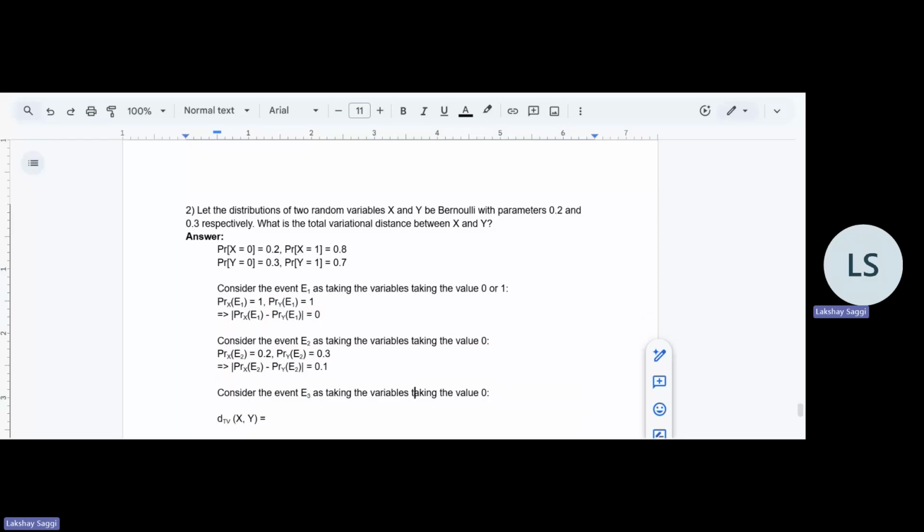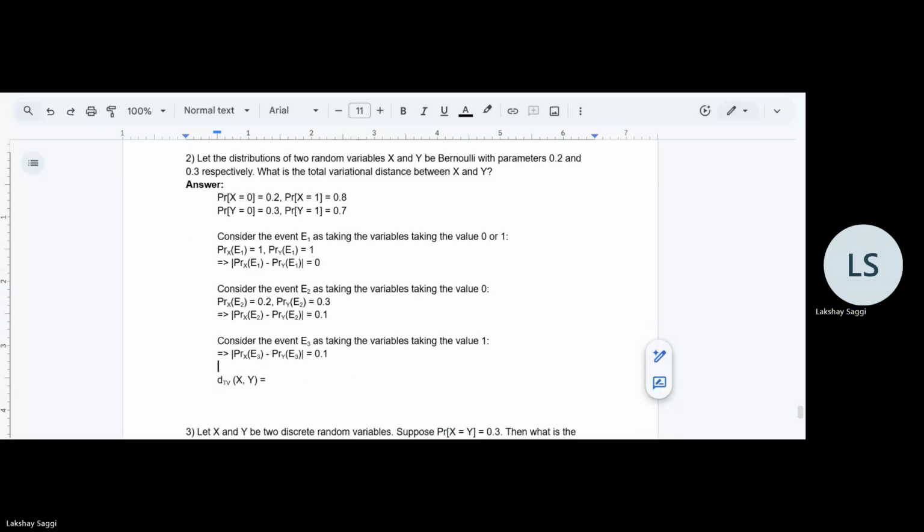Yes, E3 is taking the value 1, and here actually you can show that this thing will just be equal to 0.1 also. So total variation distance is the max of three values. Hence total variation distance is max of 0, 0.1, 0.1, and this is just equal to 0.1. So this is the total variation distance between x and y.